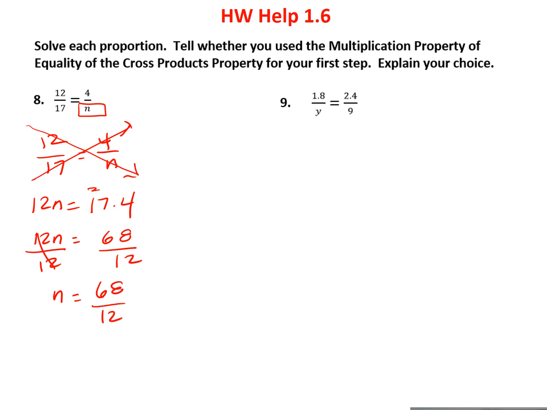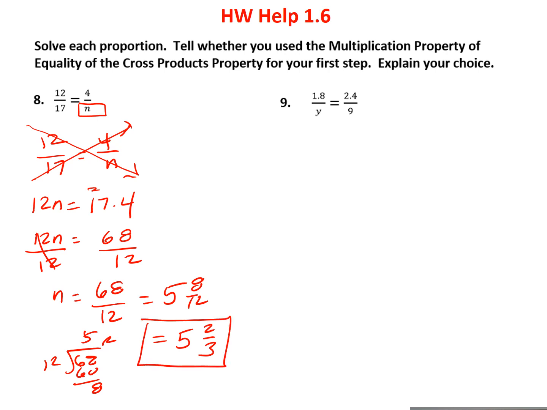All right? And 12 goes into 68 5 times. 12 into 68 goes in 5 times, that's 60. And 8 left over, so we get 5 and 8 twelfths. 4 goes into each of those, so that's actually equal to 5 and 2/3. So there's our answer.